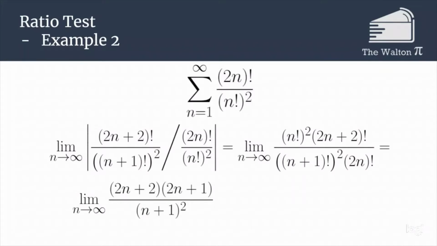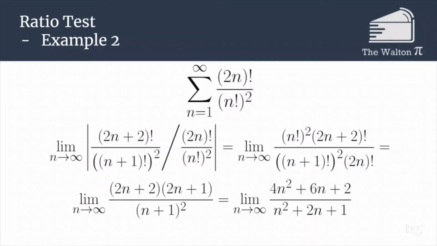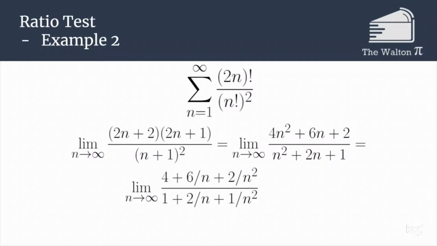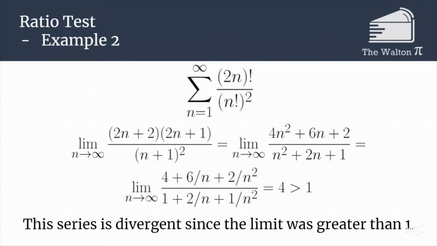That, after canceling, gives us 2n plus 2 times 2n plus 1 over n plus 1 squared, which is 4n squared plus 6n plus 2 all over n squared plus 2n plus 1. If we look at that limit, we can divide the top and bottom by n squared, and we are left with 4 plus 6 over n plus 2 over n squared over 1 plus 2 over n plus 1 over n squared. That limit is 4, which is bigger than 1. So that means that this series diverges.